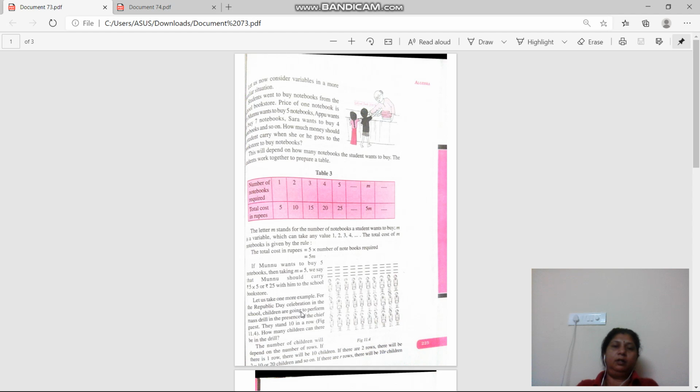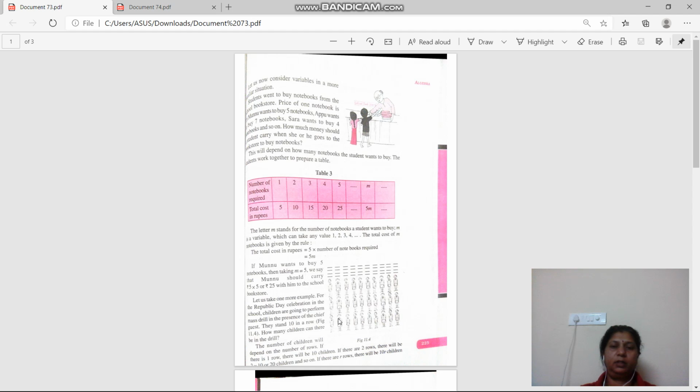On 26 January, the children are going to perform a mass drill in the presence of chief guests. I think in every school it is represented. They stand 10 in a row. That means how many students are there in one row? There are 10 students in one row.